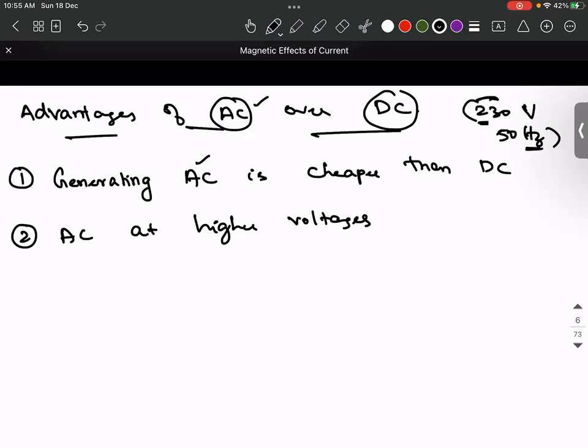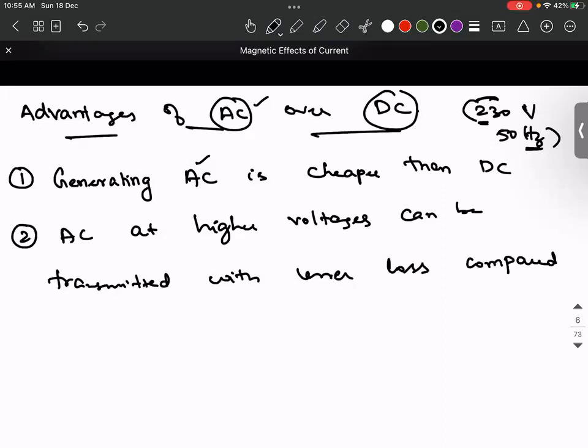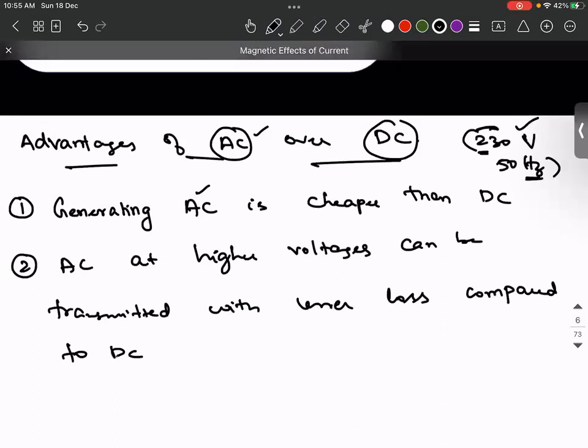So AC at higher voltages can be transmitted with lesser loss compared to DC. See, 230 volt is not the exact voltage that is actually getting transmitted. Do you know that we actually get more than this, but that value is actually reduced?